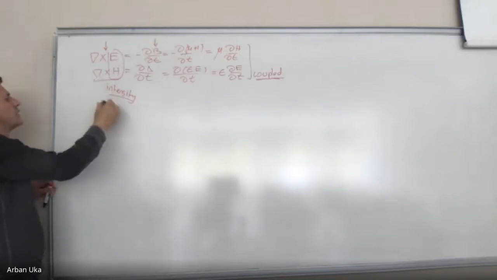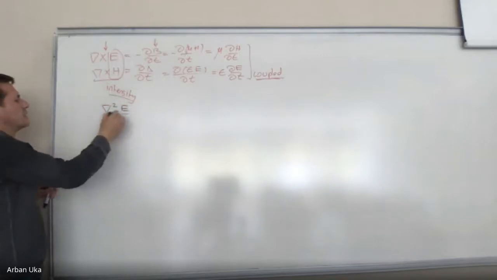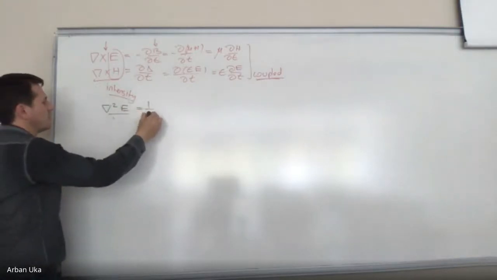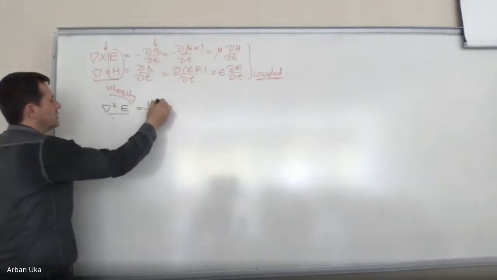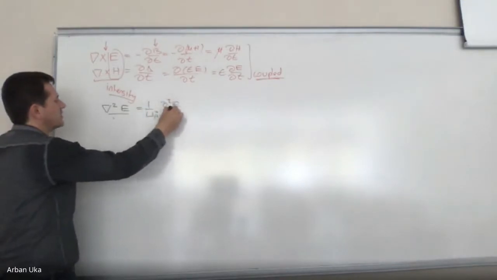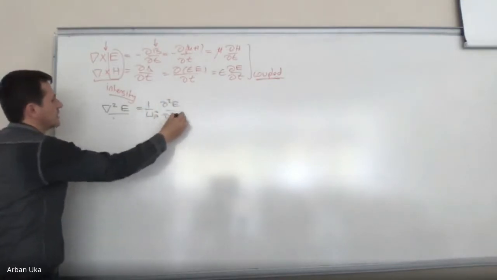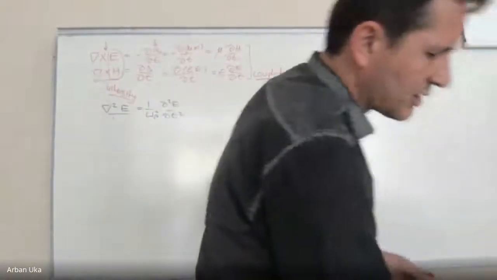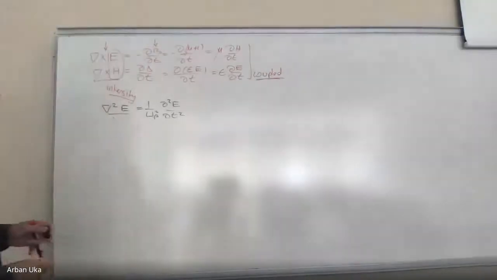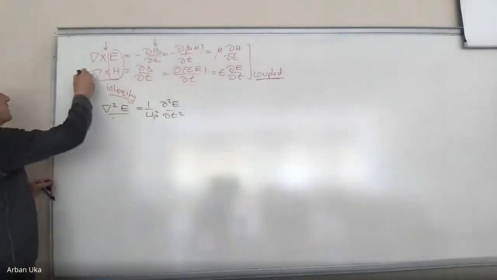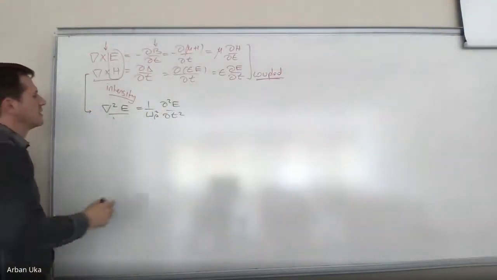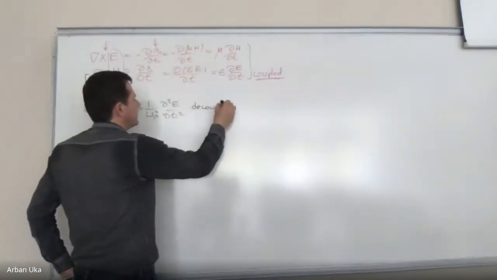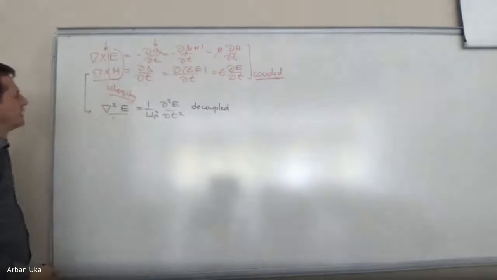Once we try to decouple them, what we get? We get that this is equal to 1 over the propagation speed squared, the rate of change of the electric field with respect to time squared. So this will be the wave equation, which is a second order differential equation that we get from these two expressions. So now this is decoupled. Now this decoupling is good.